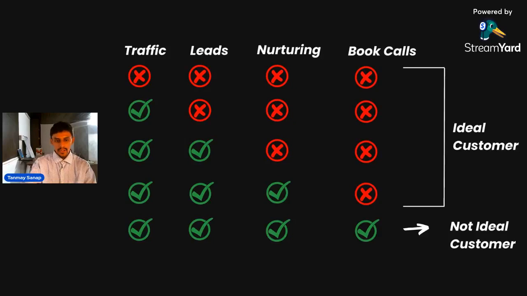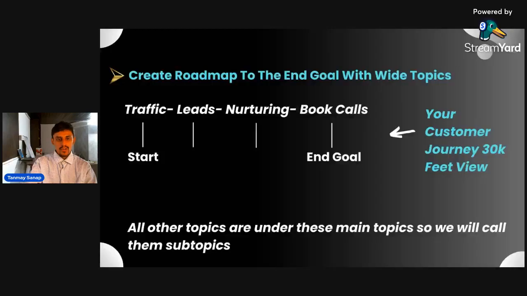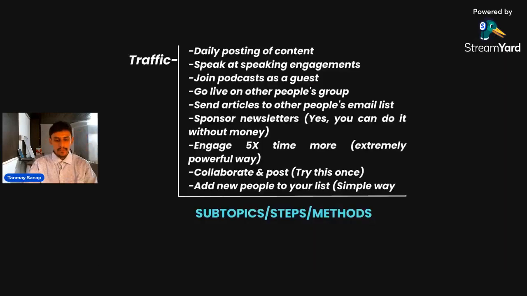And of course, the person who is here is not my ideal customer. The same way, you have to create these four topics: traffic, leads, nurturing, book calls. Create a roadmap to the end goal with wide topics, and I have examples for three niches as well. Let me show you.